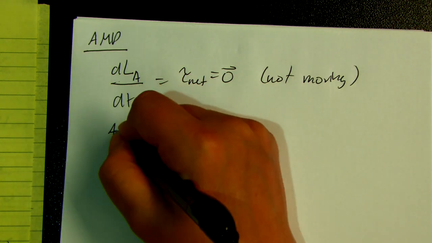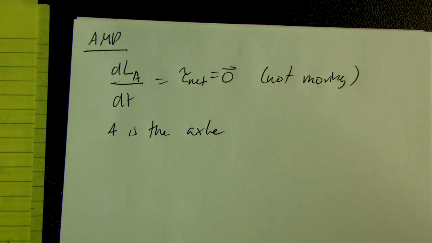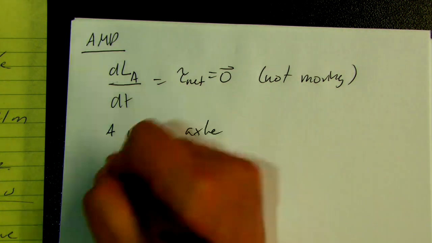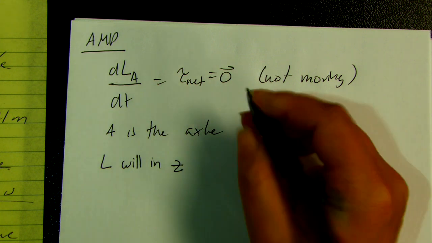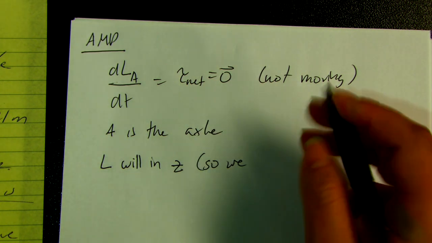Let's make A easy. A is the axle, and we've talked extensively about why that's generally a good choice. Let's make our lives easy, people. So L will be in Z because everything else is in X and Y, so we can consider just that coordinate.